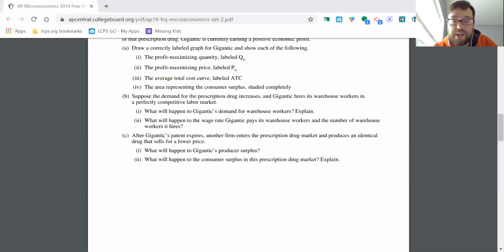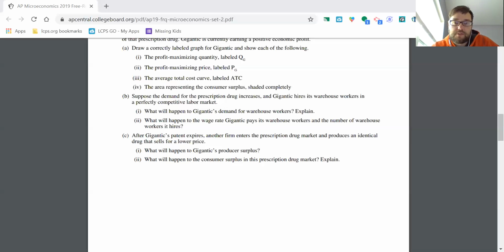So no change in the price, or the price being the wage, and the number will increase, and that's because of what's going on up here, right? If everybody's marginal revenue product increased, but the wage rate stayed the same, they're going to hire a few more workers, right? So no change to the wage rate, but the number of workers will increase. All right, so let's go to part C now.